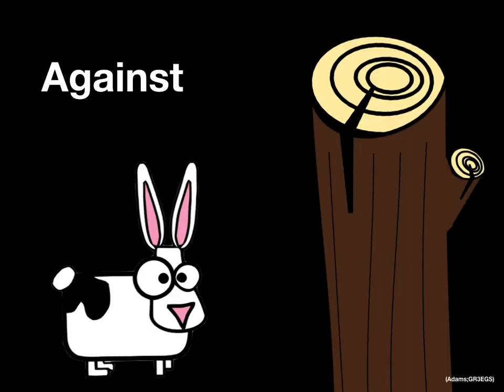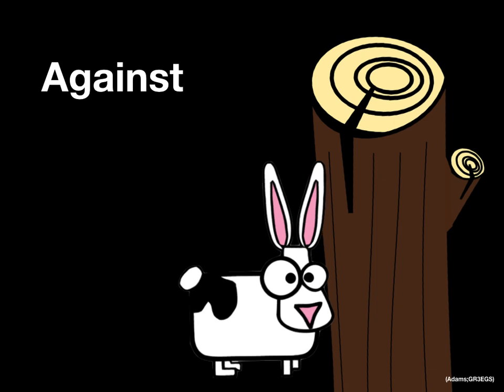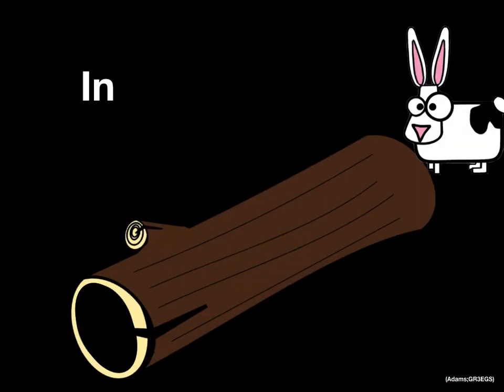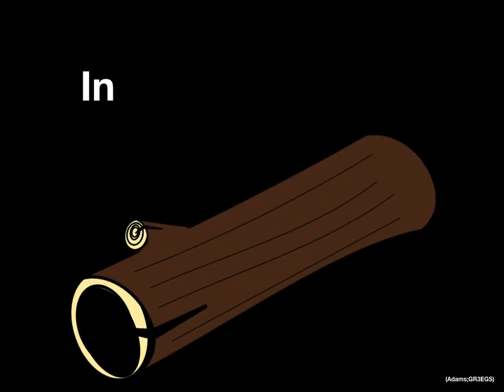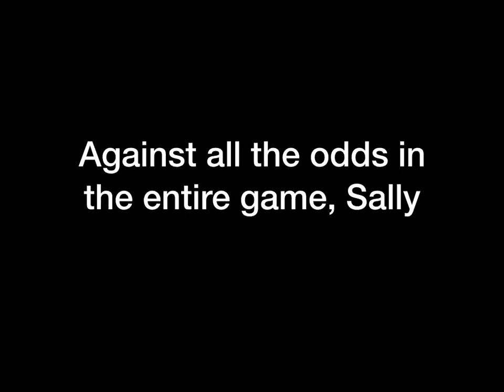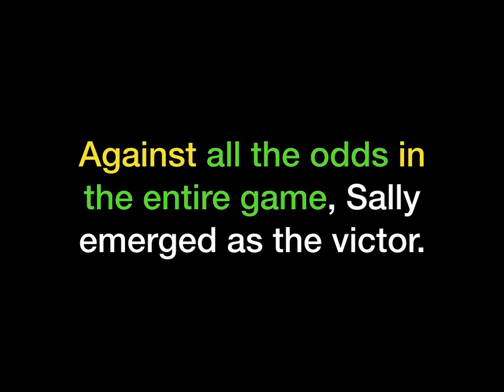A rabbit can go against a log. Okay. A rabbit can go in a log. And there he is. Okay, so you can have two prepositions in one. For example, you can go against all the odds in the entire game. Sally emerged as the victor. Against is your preposition. All the odds is your noun. In is your preposition. The entire game is your next noun. Both of these work together to describe Sally.